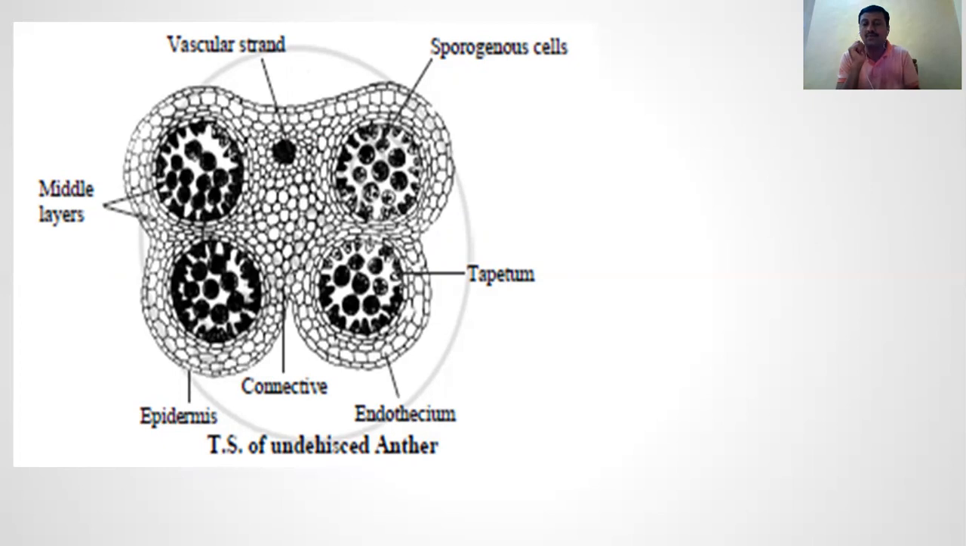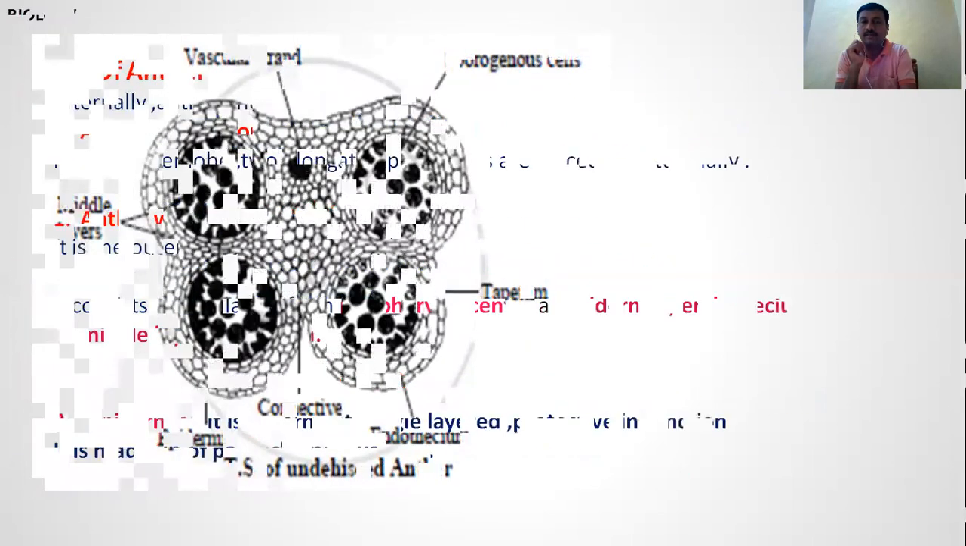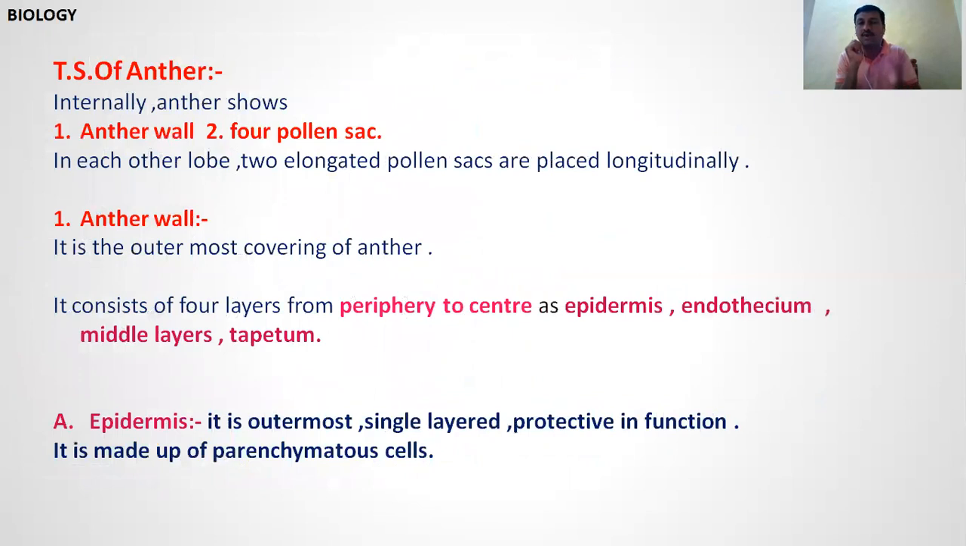TS of anther. The TS of anther divides into 2 parts: anther wall and 4 pollen sacs. The anther wall is the outermost protecting covering layer. There are 4 layers: epidermis, endothecium, middle layer, and tapetum. Middle layer and tapetum are the nutritive layers. For the development of the microspore, they also provide nourishment and food.